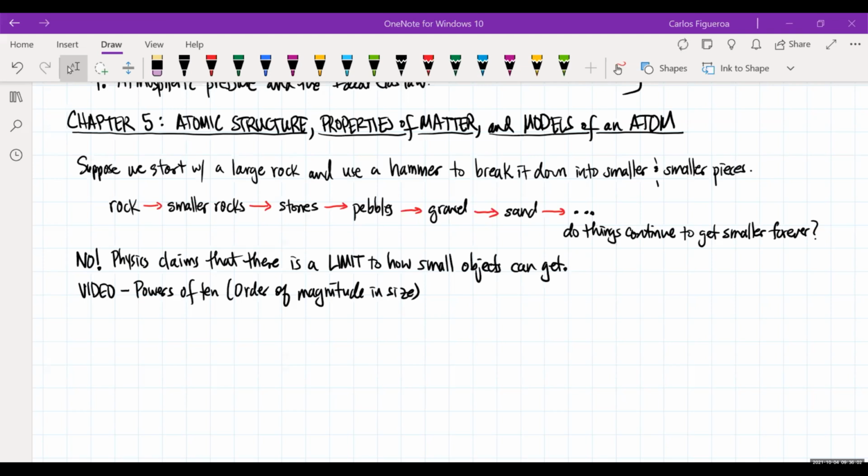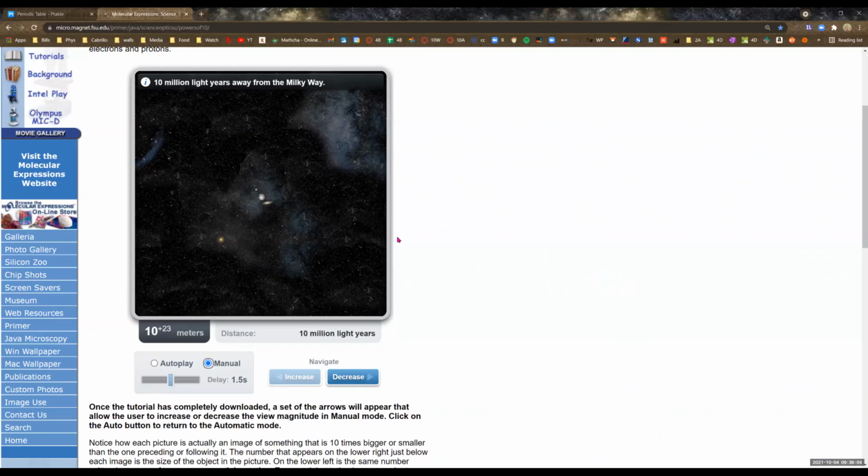So here's the Powers of 10 video. What you're doing here is that you're 10 million light years away from the Milky Way. So you're outside the Milky Way. Then you're getting smaller and smaller, and they're going to focus on Earth. They're going to update the image every 1.5 seconds. So here we go. Let's start this now.